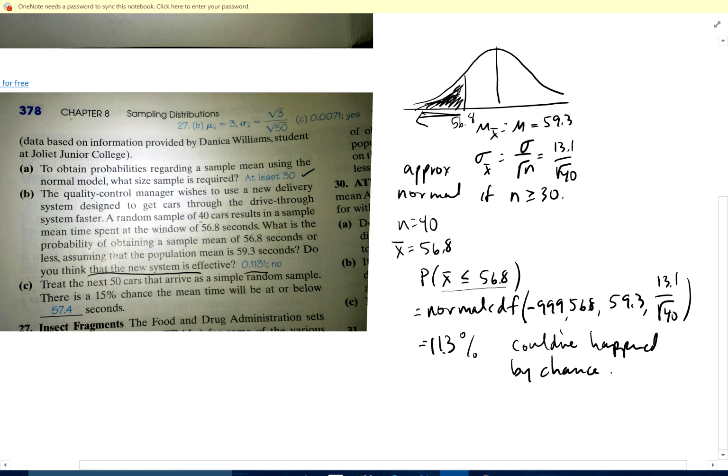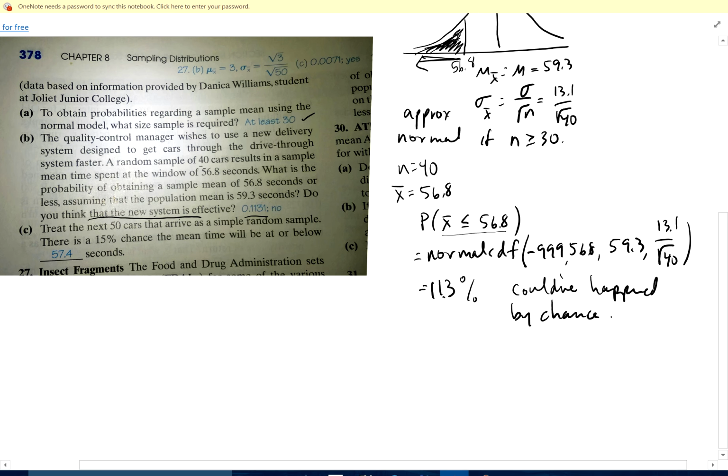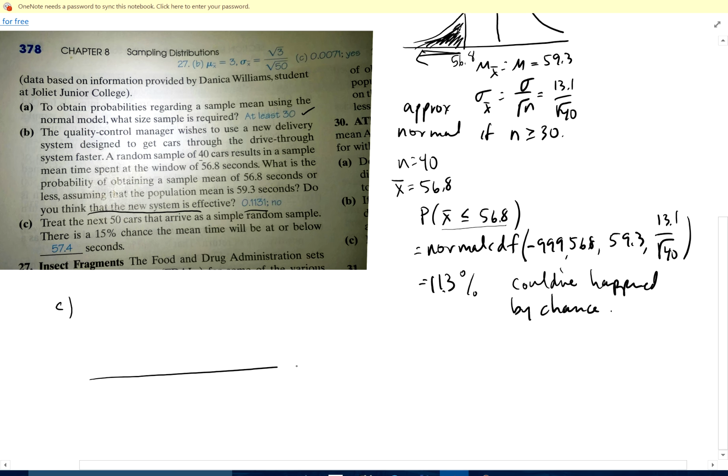Okay, and C, the next 50 cars, simple random sample. There's a 15% chance the mean time will be at or below what value? Oh, okay. So now what we're doing is we're saying this. Here's my distribution. Mu sub x bar is 59.3. Sigma sub x bar is 13.1 over square root of 50. And they're saying there's a 15% chance the mean time will be at or below what value?